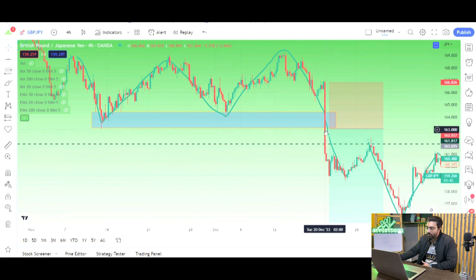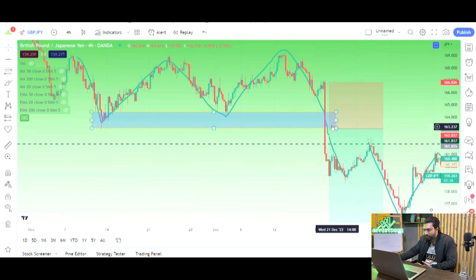So this is the point. It means the support level is broken now. There's a breakout now with a very long bearish candle with a good volume. It means the bears are in the market again. So now we can sell once the support level has been broken down.